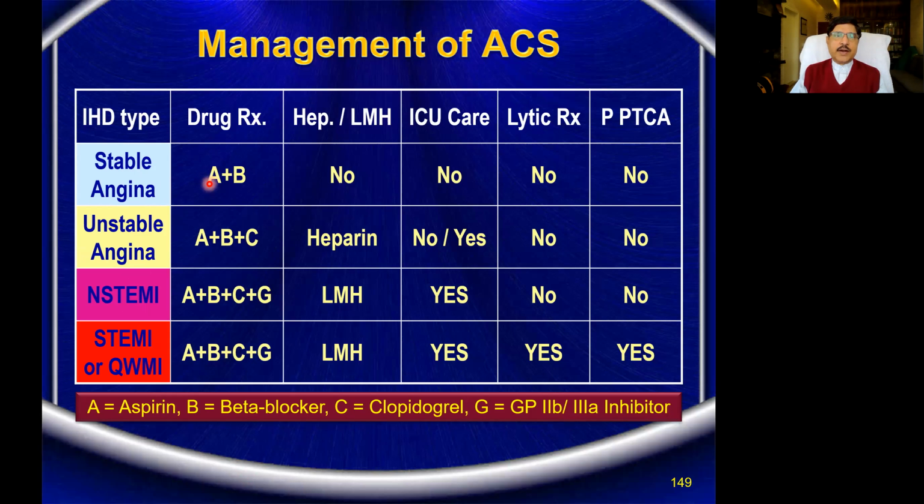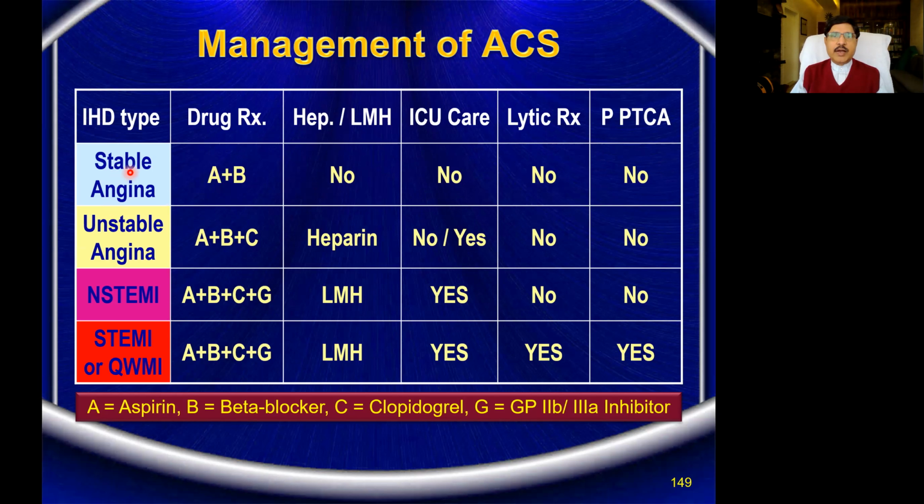Drugs: A stands for aspirin, B for beta blocker. Here you give A plus B. No need to give heparin because there is no plaque rupture here at all, so there is no need to prevent any thrombosis. You treat only to prevent the platelet mischief, reduce the heart rate, and give the myocardium the benefit of less workload. So they are antiplatelet agent and beta blocker. Here, no heparin, no ICU care, no thrombolysis, no primary PTCA.